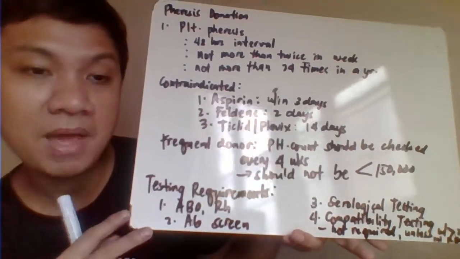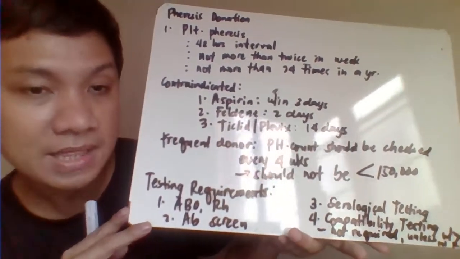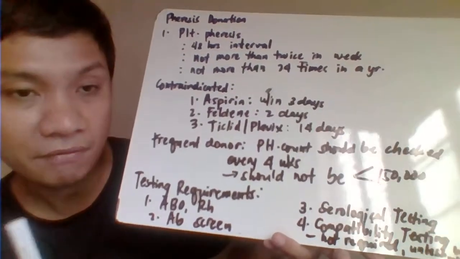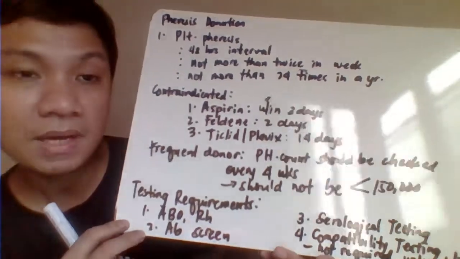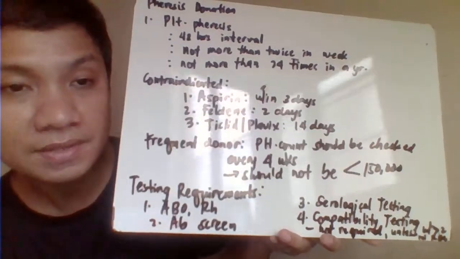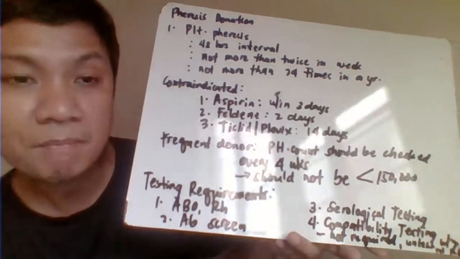Okay, testing requirements for the platelet concentrate unit of blood. Number one, you check for ABO typing, Rh typing, and antibody screening. Serological testing is also a requirement. How about compatibility testing?